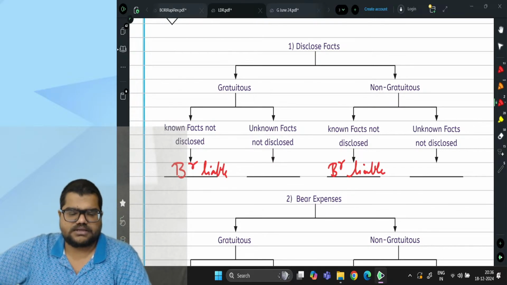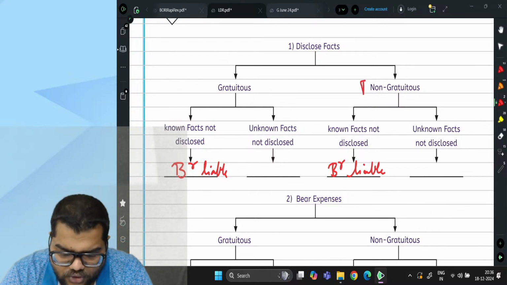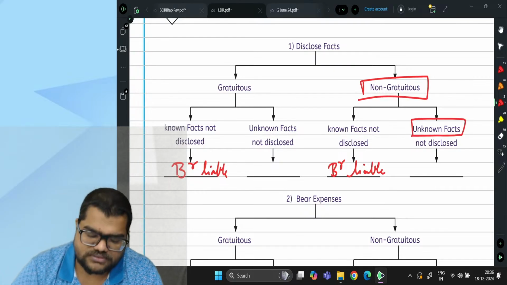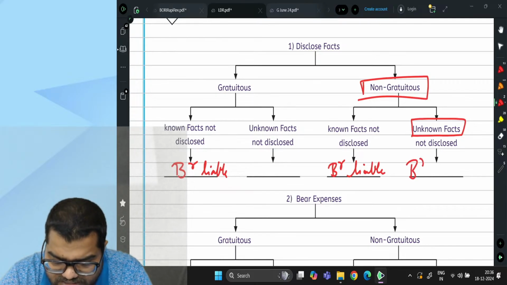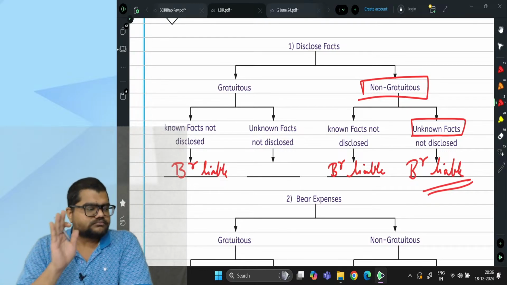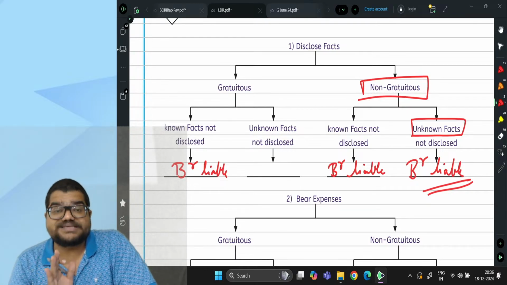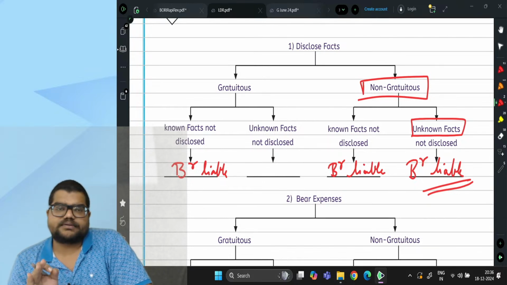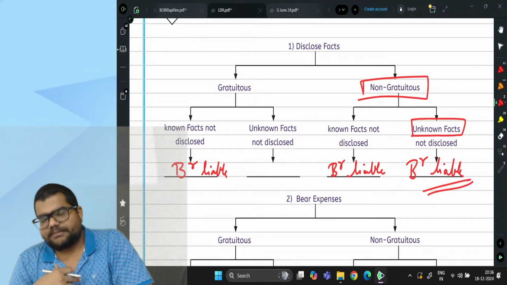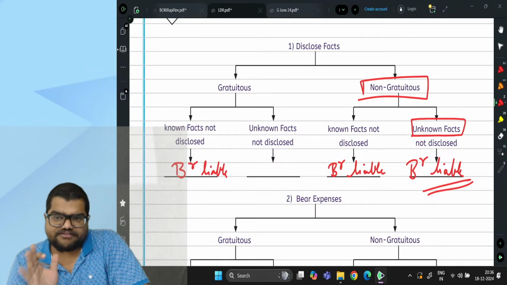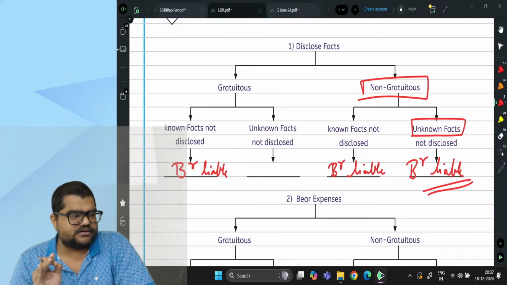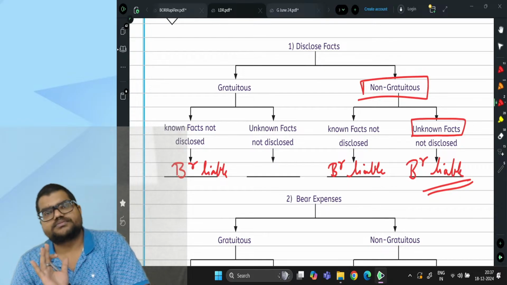Next, sir, it is non-gratuitous and some unknown facts are not disclosed. Sir, even then bailor is liable. Sir, why? Sir, we are into a business transaction. I am paying you money. You ought to give me the best possible goods. And if they are not the best possible goods, then in that case, I will obviously recover my damages and the money from you. So obvious it is.